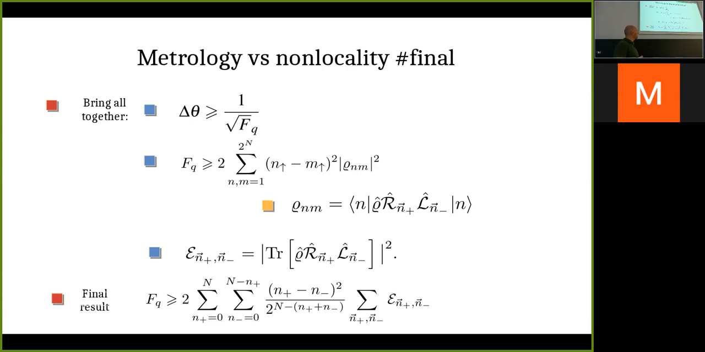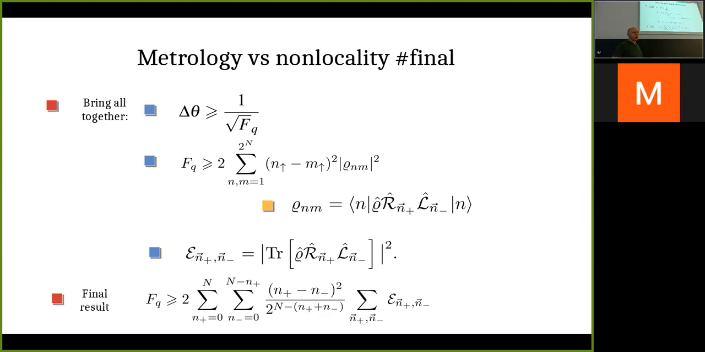So F_Q is bigger or equal, here is this two. And now I have to sum. I don't sum over the matrix elements anymore, but rather I sum over all the possibilities of raising and lowering, because any element of the density matrix can be obtained from a proper number of raising and lowering operators. Here is the coefficient, and here is a sum over all possible Bell correlators. E n plus and minus is the Bell correlator with a particular choice of n plus raising and n minus lowering. And there is a sum over all the possibilities.